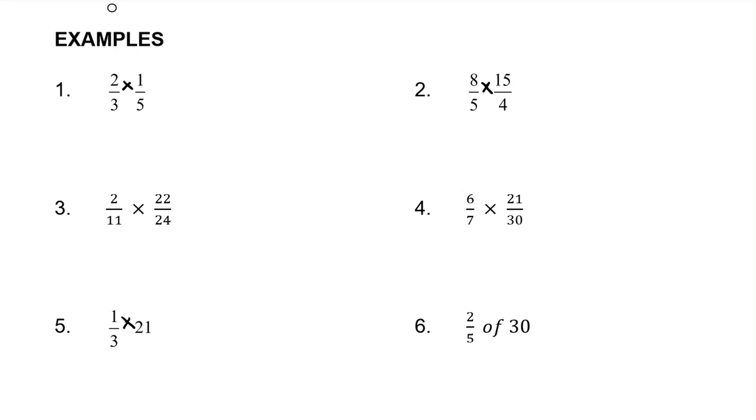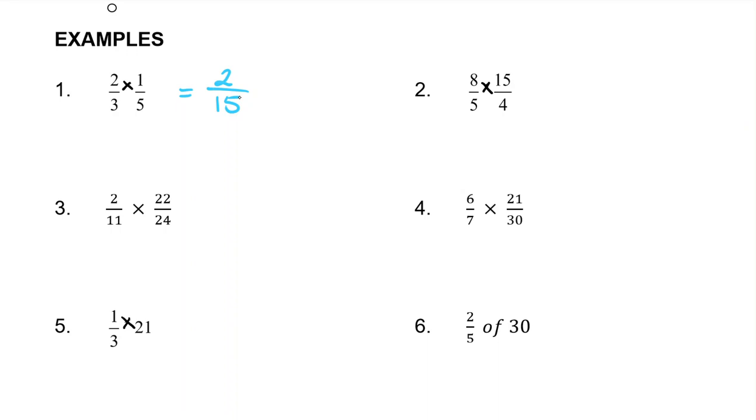So all I need to do is multiply the top. 2 times 1 is 2. Then multiply the bottom. 3 times 5 is 15. You can check it on your calculator, but that's it. Going on to the next one, Seb.